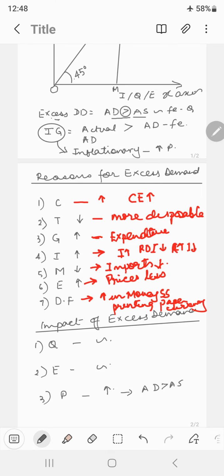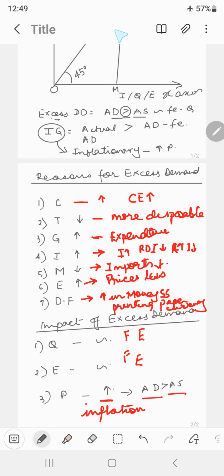Next important thing which the examiner could ask you is, what is the impact of excess demand? So if we talk about the impact of excess demand in the economy, we can explain that in terms of output, there won't be any change because the economy is already working at full employment level at point E. In case of employment, there will again be no change because the economy is working at full employment level. But in case of prices, there will be an increase in prices because aggregate demand is greater than aggregate supply, and this increase in price is known as inflation.